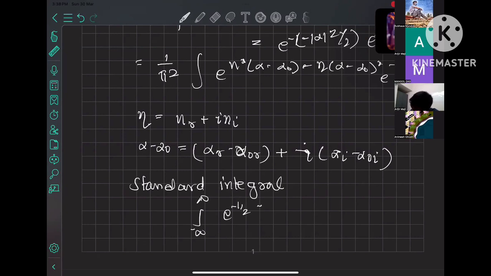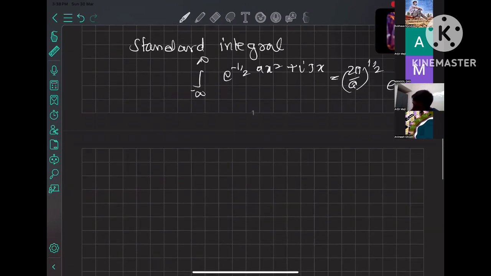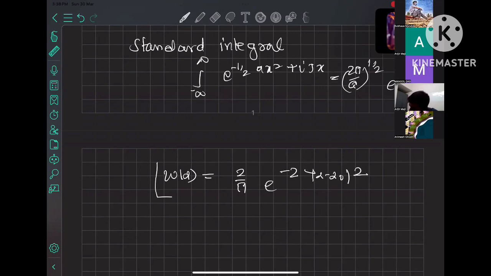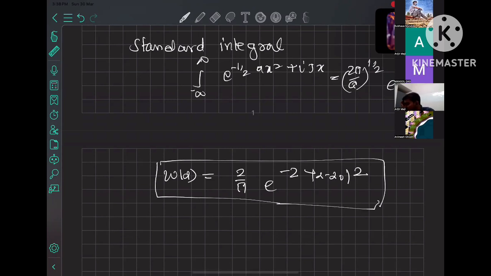Integral of e to the power minus half of a x square plus i j x. This would be written as 2 pi by a whole to the power half, e to the power minus j square by 2a. And after all, using all these equations, we will finally get the Wigner function of the coherent state as 2 by pi, e to the power minus 2 alpha minus alpha 0 the whole square. This is our final equation. This is the Wigner function of the coherent state.